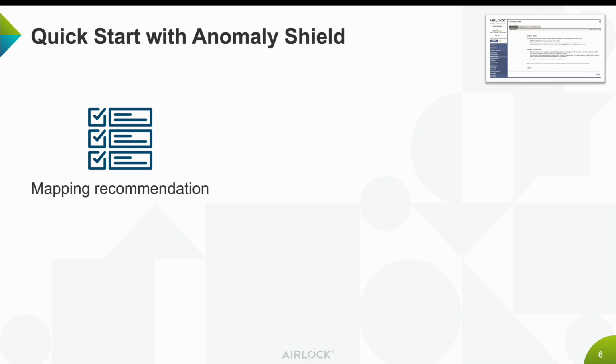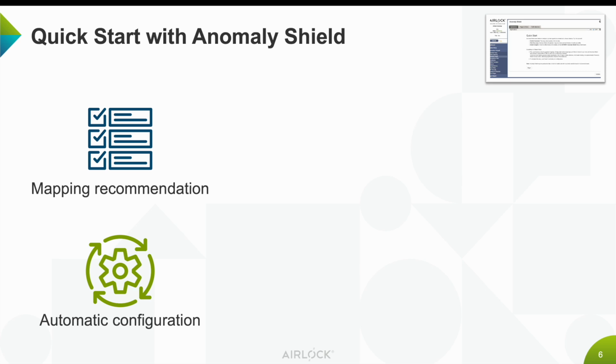Let me talk about the details. Well, the first thing you get with the quick start is a mapping recommendation. We're using heuristics on your mappings. We analyze them, and we propose to you the 5 top most likely mappings that will profit from being protected by the Anomaly Shield. This should make the initial configuration a lot easier, because everything, all the Anomaly Shield applications, all the mappings, all the triggers, all the rules is automatically configured. You don't need to do anything once you've decided if you're going to like our proposal of mappings or not.